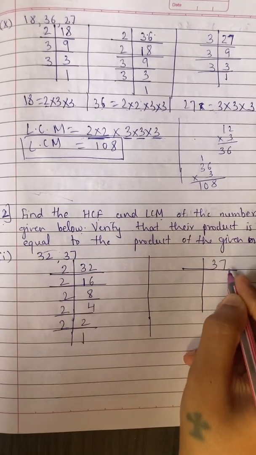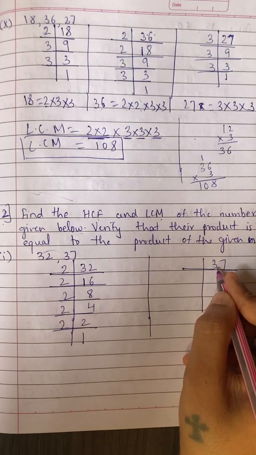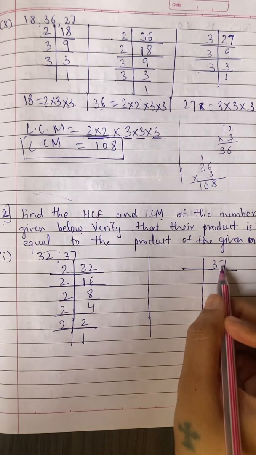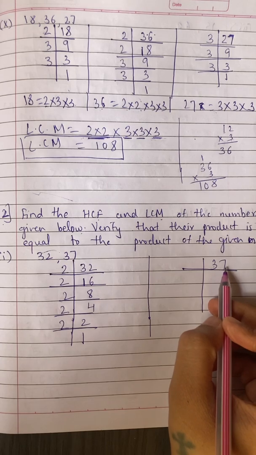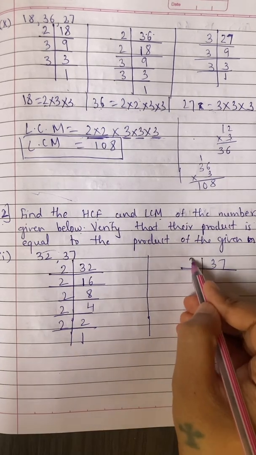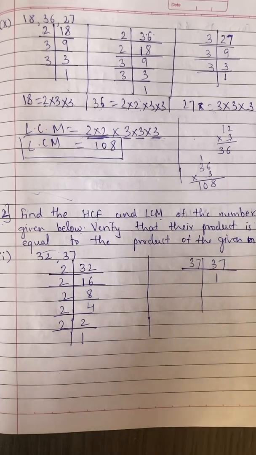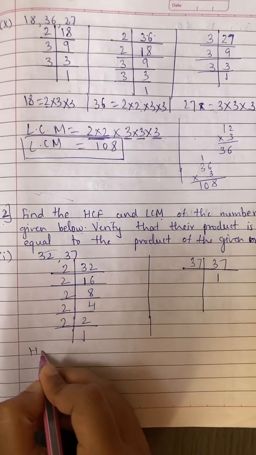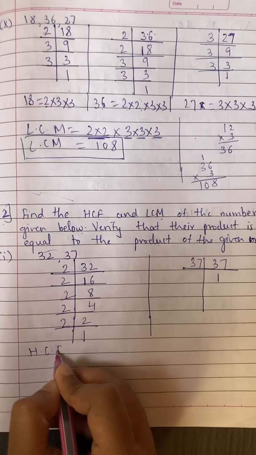And for 37, if you see properly, 7 plus 3 also, whatever you do, you are not going to get any numbers which will be divisible by 37 because 37 is a prime number. So 37 1s are 37. Now you find out HCF first.